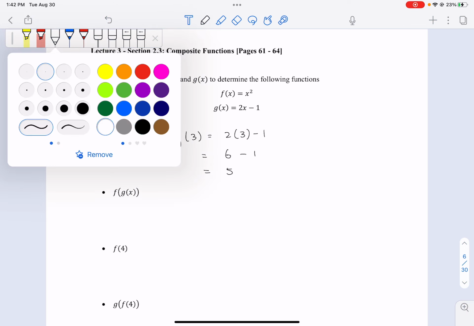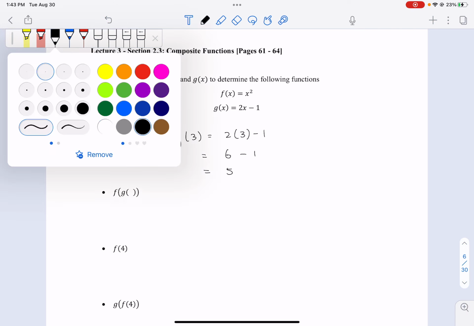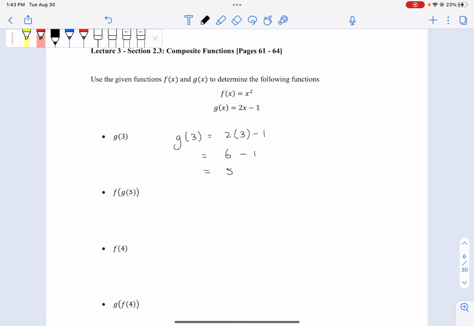Let me just erase this quickly. Okay. So how I would write this is f on the outside and g of 3 on the inside, like this. What we are doing is we're taking a function and plugging it inside of another function. So f of g of 3 means you take the g of 3 first, you plug it in, and then whatever the value is, that affects your f.